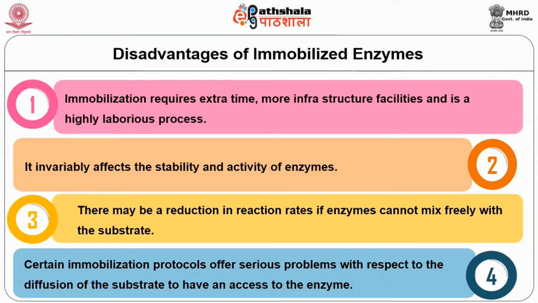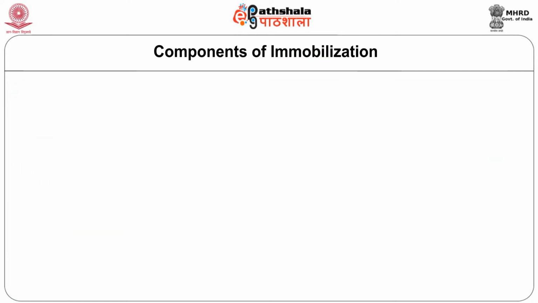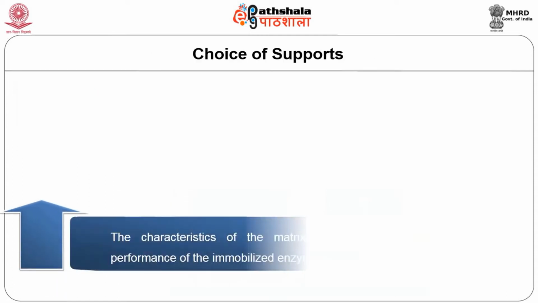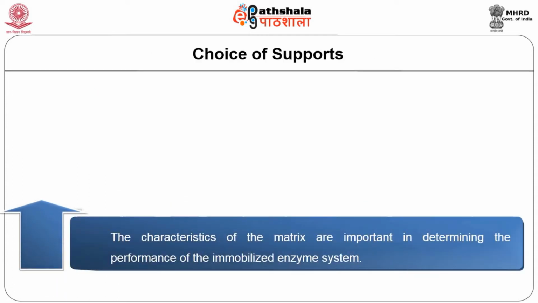Components of immobilization. The major components of an immobilized enzyme system are the enzyme, the matrix, and the mode of attachment of the enzyme to the matrix. The terms solid phase support, carrier, and matrix are used synonymously. The characteristics of the matrix are of paramount importance in determining the performance of the immobilized enzyme system.